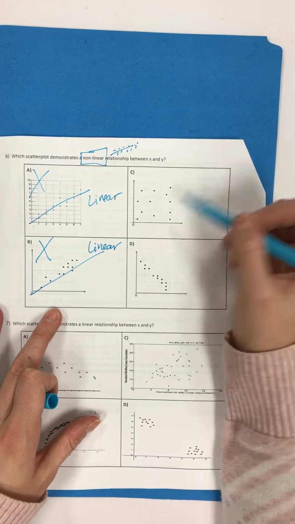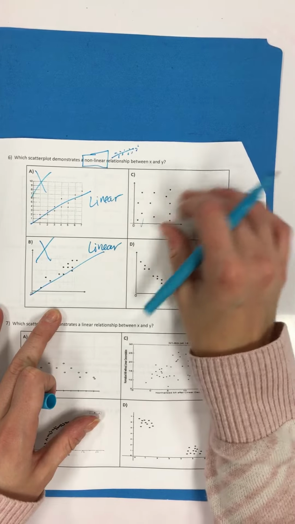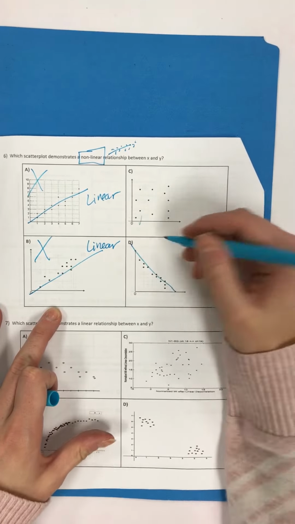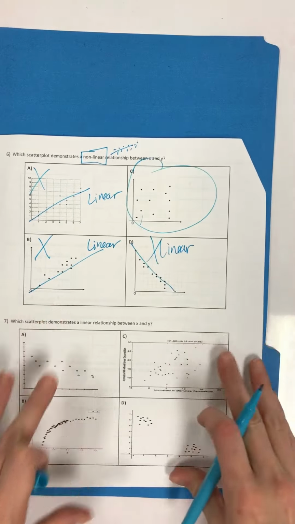C, holy cow. Could we draw a line through any of this? Not a straight one. There's not really a great trend. And D, I can. It's linear. There's a line. So C.